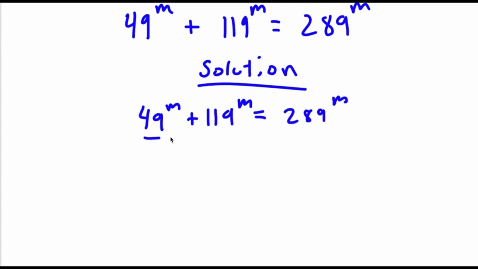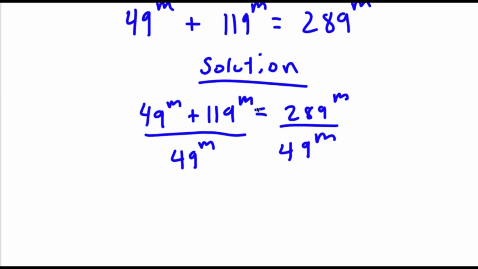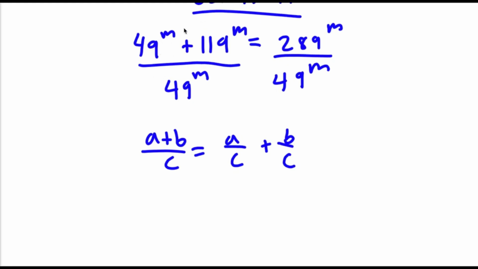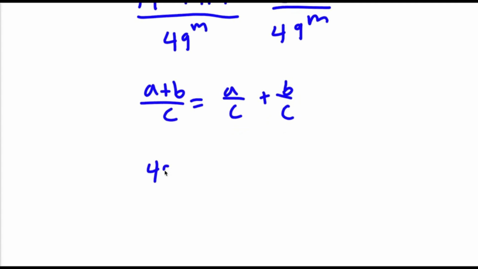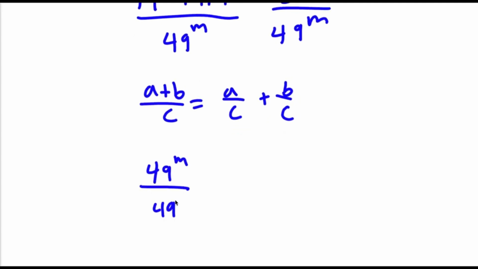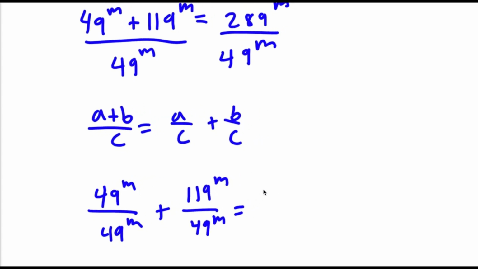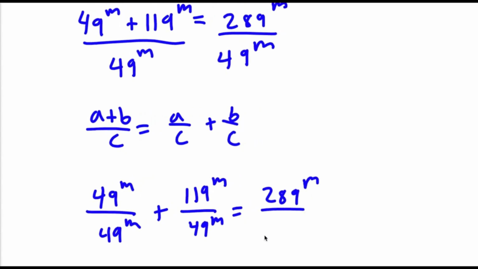Now what I'm going to do is divide both sides by 49 to the power of m. If I have something in the form (a plus b) over c, this can actually be written as a over c plus b over c. So in this case, (49 to the power of m plus 119 to the power of m) over 49 to the power of m can be written as 49 to the power of m over 49 to the power of m plus 119 to the power of m over 49 to the power of m. This is still equal to 289 to the power of m over 49 to the power of m.